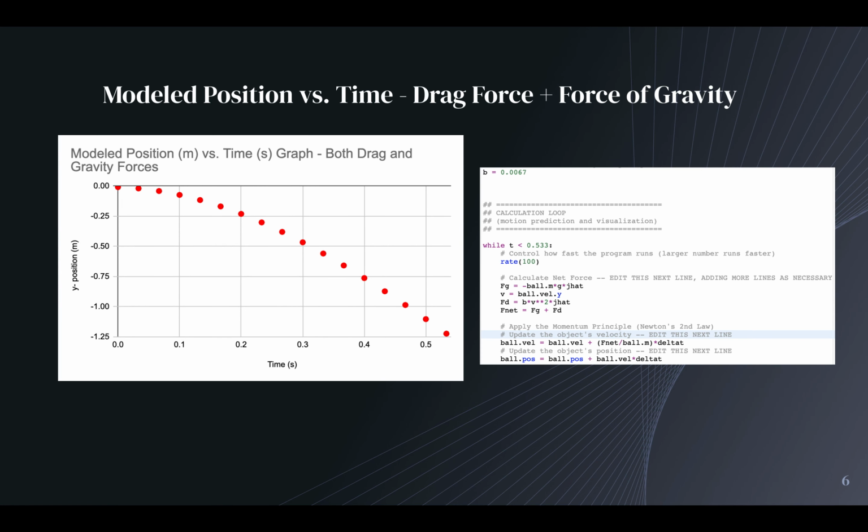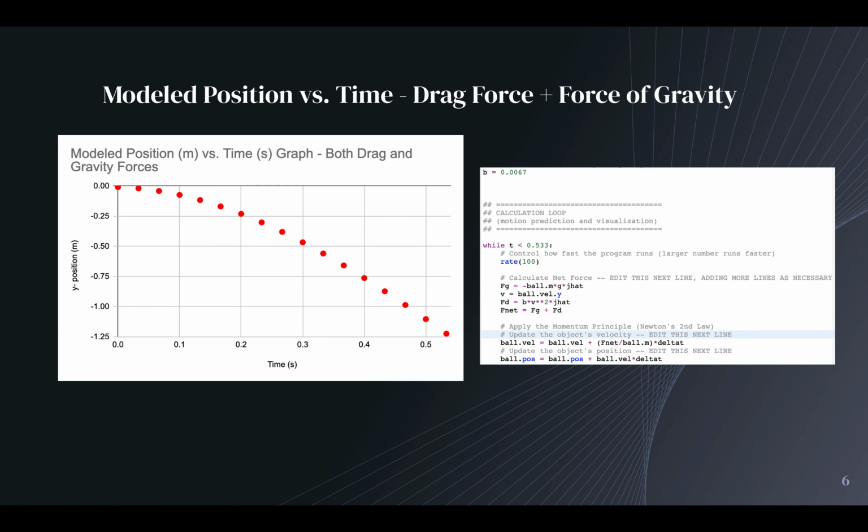In the next modeled position versus time graph, I consider the drag force as well as the force of gravity. Drag force is defined as a force acting opposite to the relative motion of an object with respect to a surrounding medium, which in this case would be air. With the drag force pointing up and the gravity force pointing down, this would create a different plot than the position graph that considers gravity.